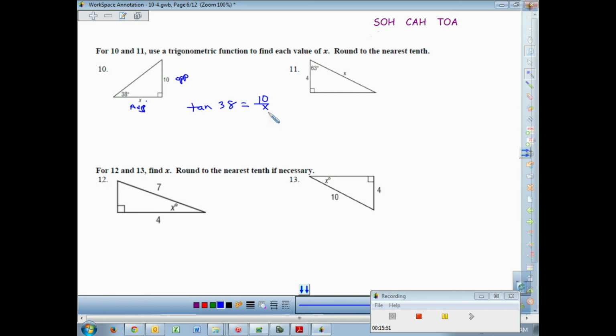Where's x? Upstairs or downstairs? We don't like that. Let's get rid of this divide by x by multiplying both sides by x. So x times the tangent of 38 equals 10. Then we divide both sides by the tangent of 38.